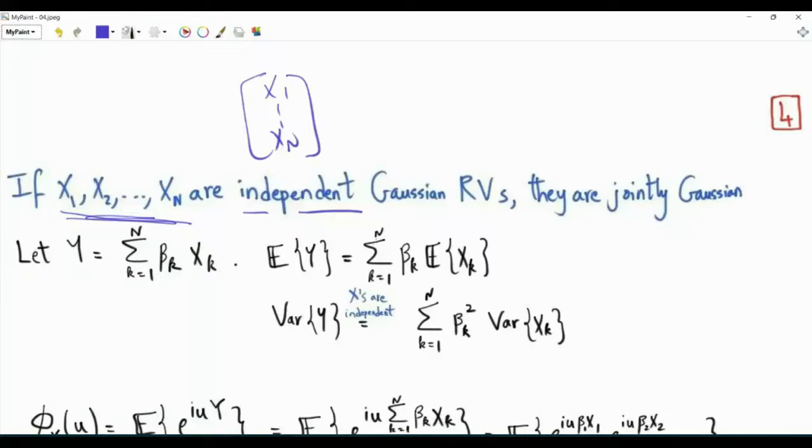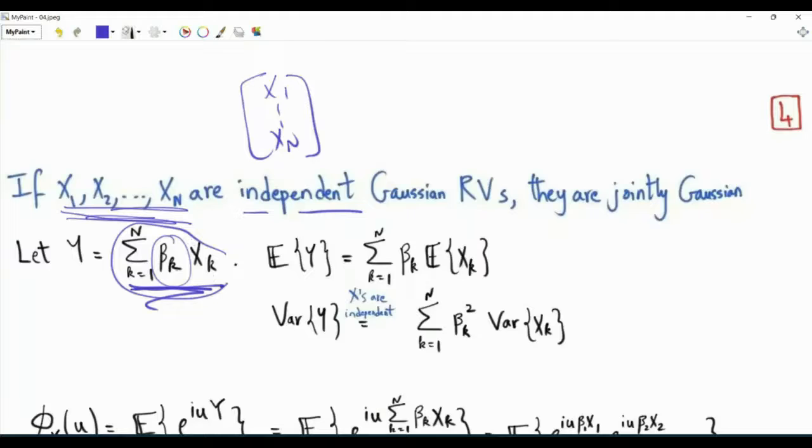How do we verify this? Use the definition. We will take a weighted sum of those x's. Okay, this is a weighted sum, and the strategy is simple. If we can prove that this weighted sum is always a Gaussian random variable, regardless of our choice of the betas, then it must be the case that those x's are jointly Gaussian. So we will form this weighted sum.